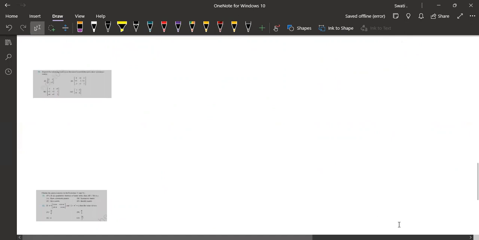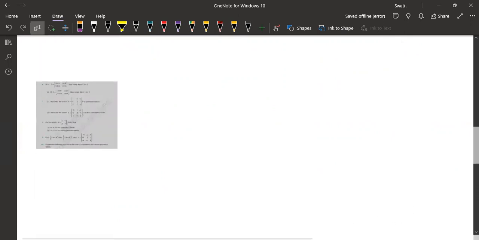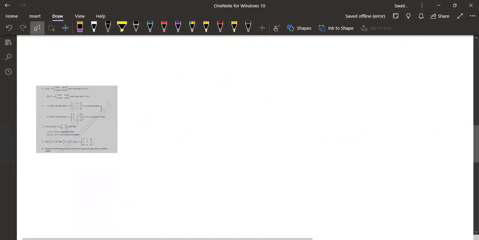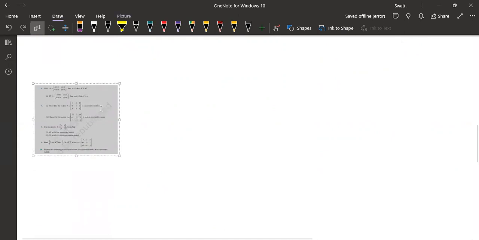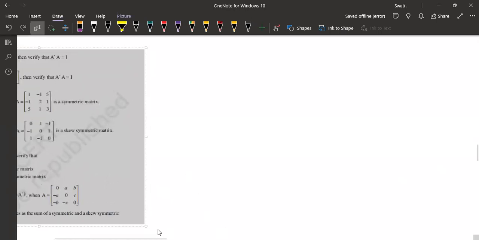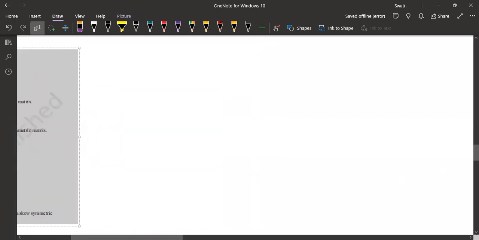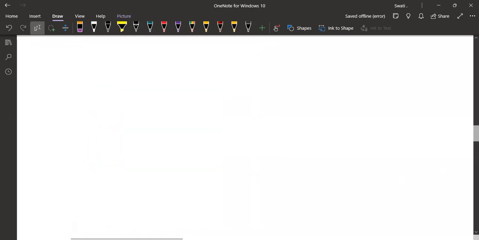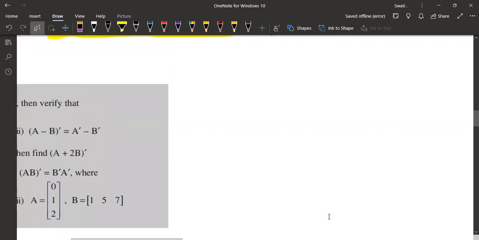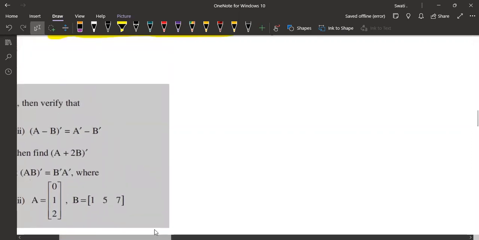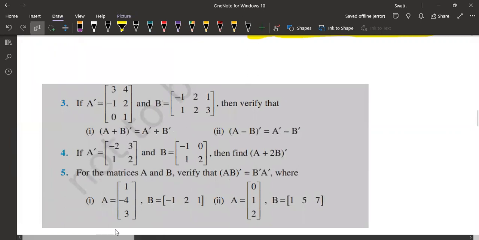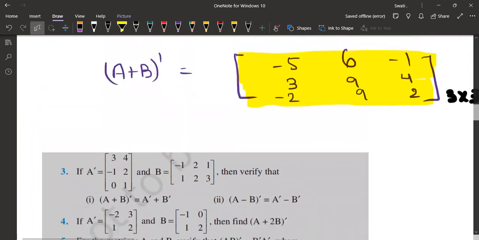So for that, let's start with the next question, which is here. It's very small. I'll make it bigger, so you can see the question properly. Okay, this is the sixth question. Okay, so we are done with the first and second question, right? So we will start with the third question.